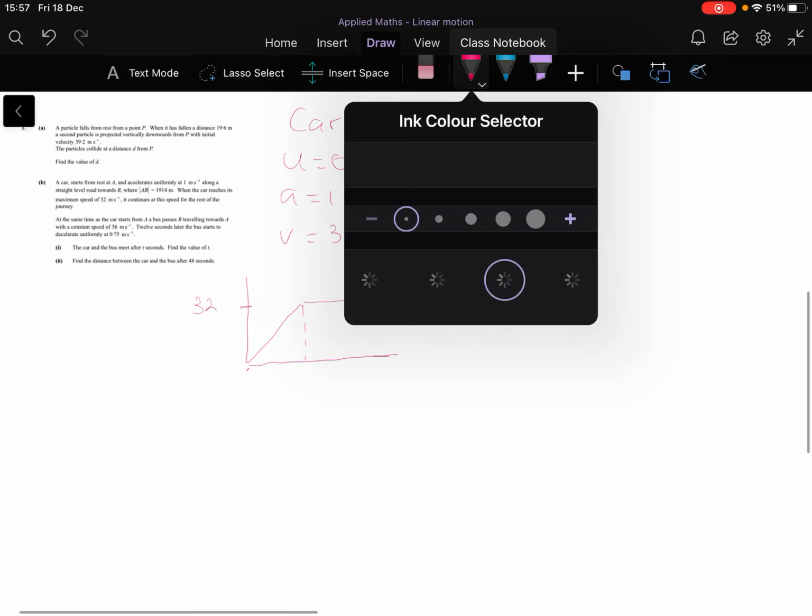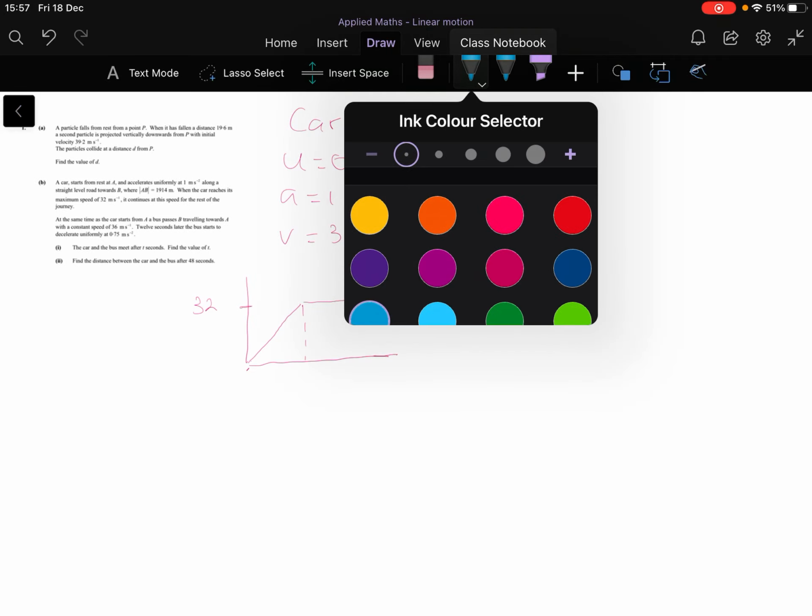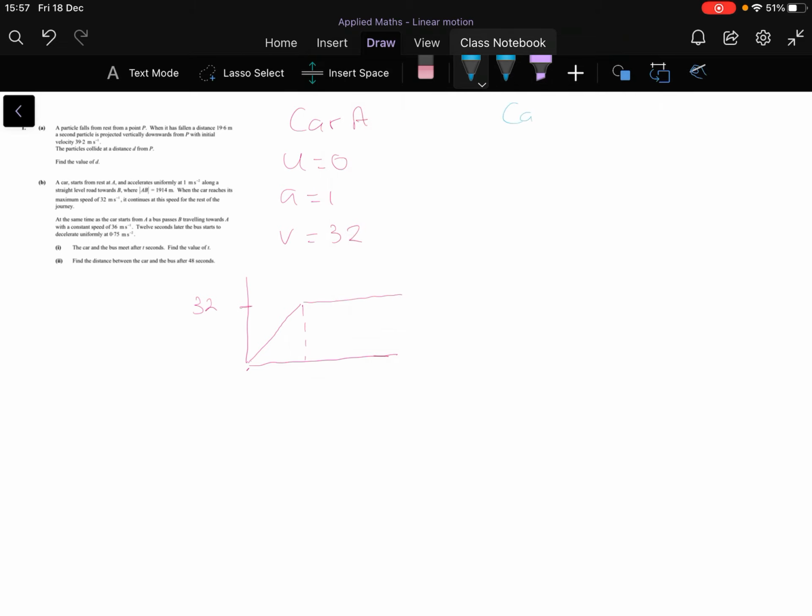For car B then, the information we have about car B is that our starting speed is 36. It continues doing that for 12 seconds. So I know then if time is 12 seconds, I'm just going to use distance, speed, and time to say that my distance is equal to my speed by my time. So the S value in that first section is 432 meters.